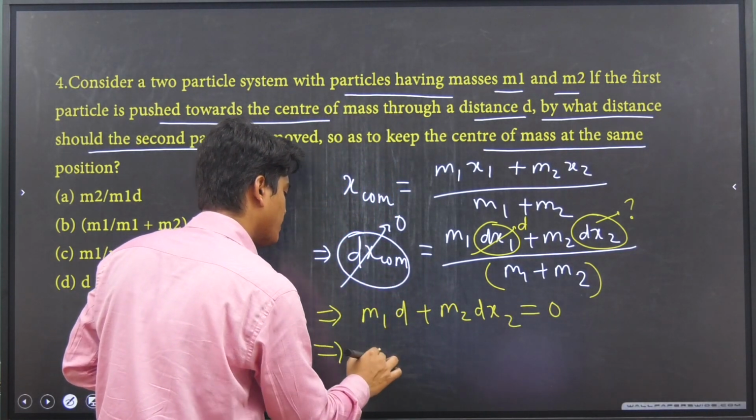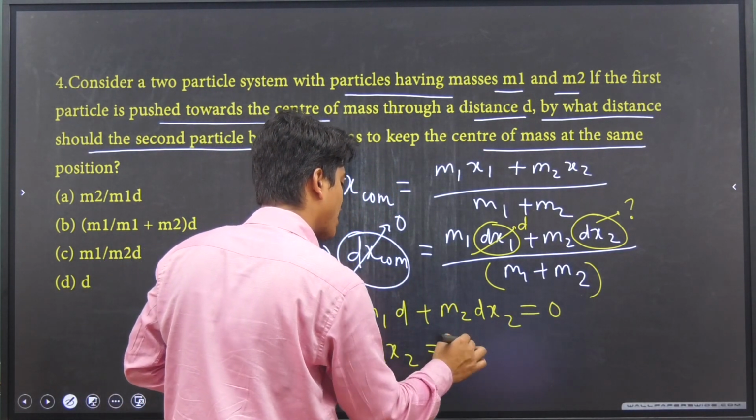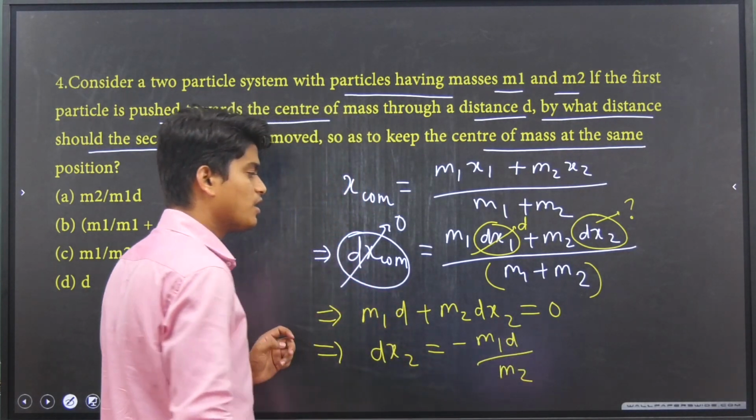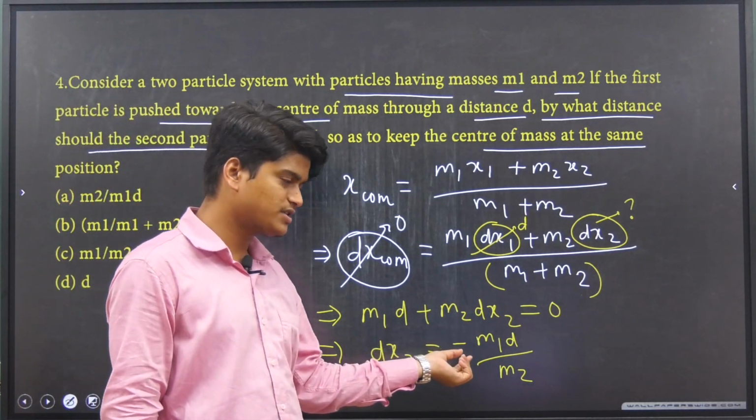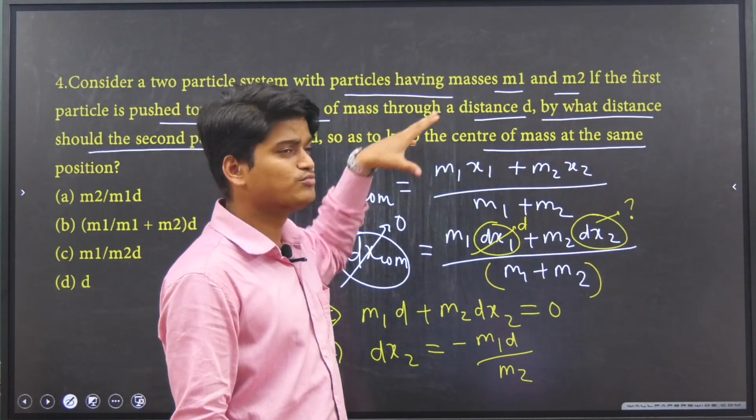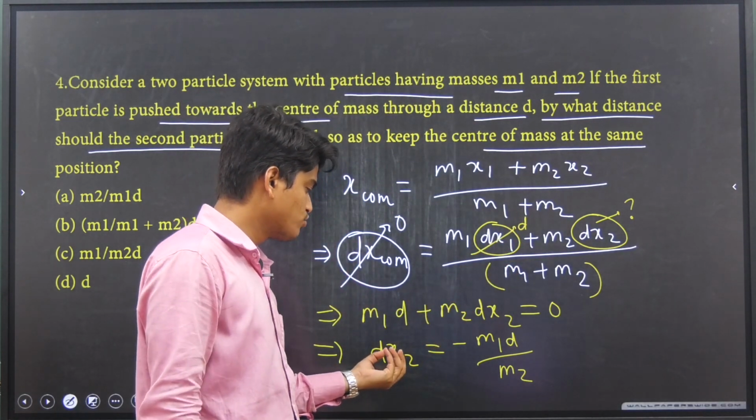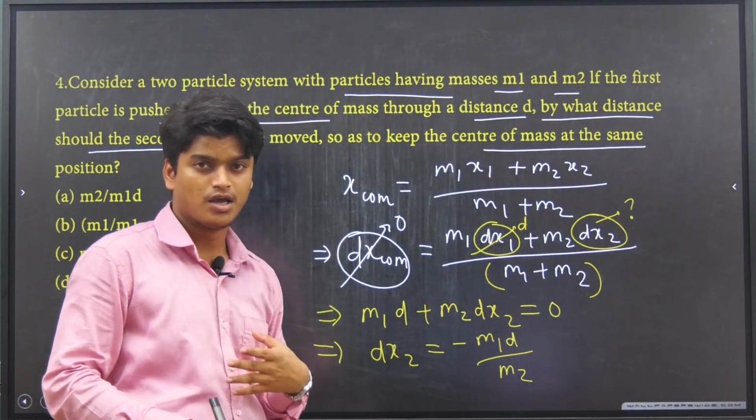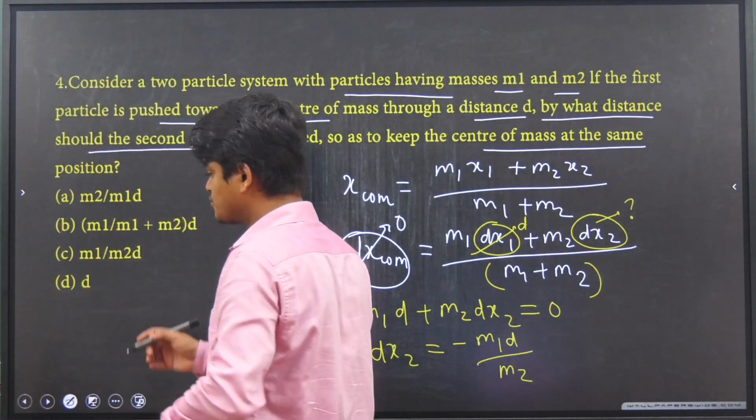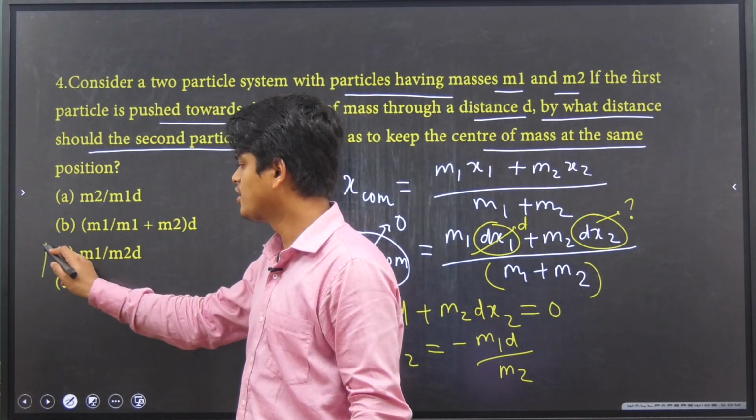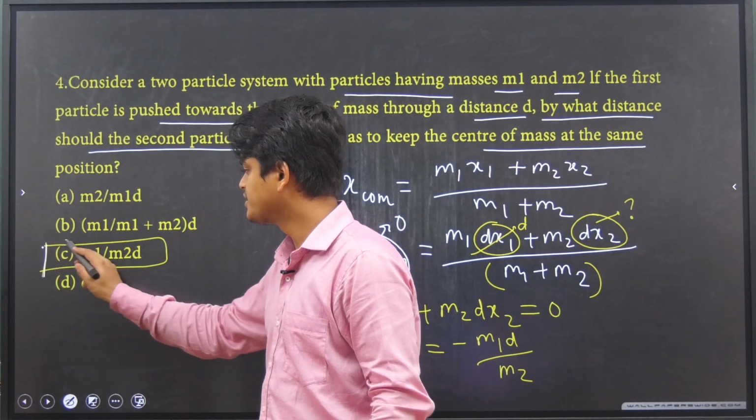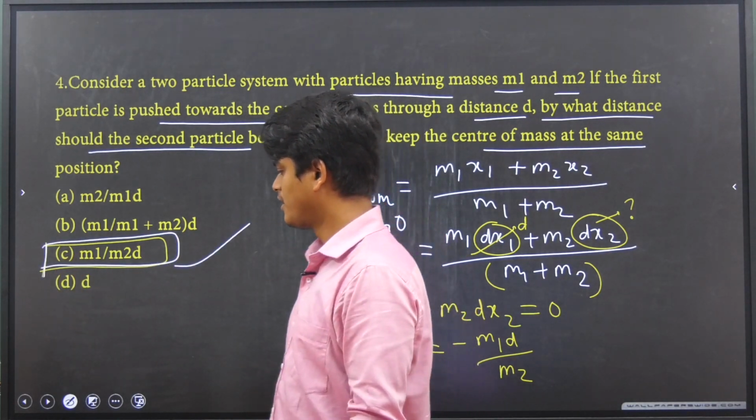Now here if I calculate dx2, that will be minus m1 d by m2. Now listen carefully. Here one minus is coming. So minus coming means what? If this m1 is moving in the positive direction, then this one will move in the negative direction. So this is the meaning of minus. So no need to worry, in the options minus is not there. So we need to choose which option? Option C with a positive answer. So I hope everybody understands clearly. So the C answer will be correct. Okay.